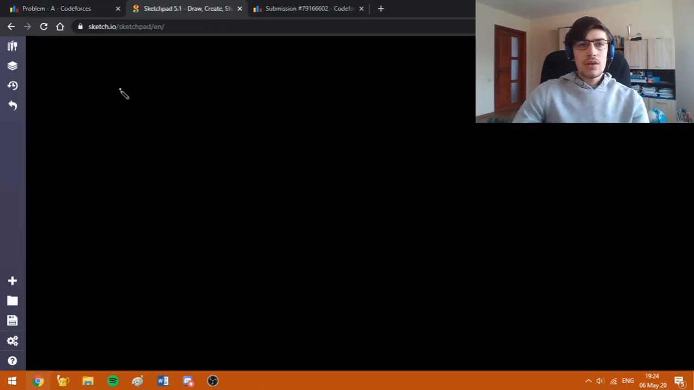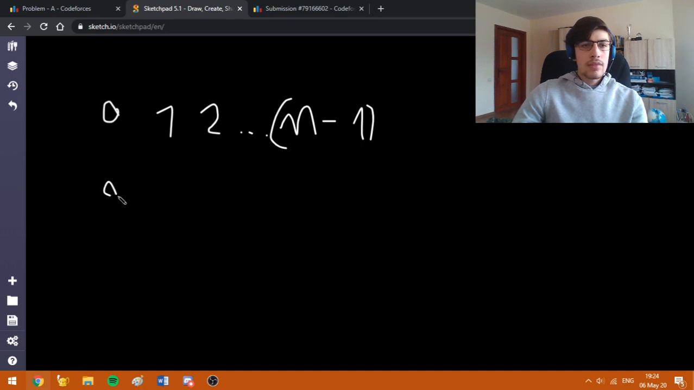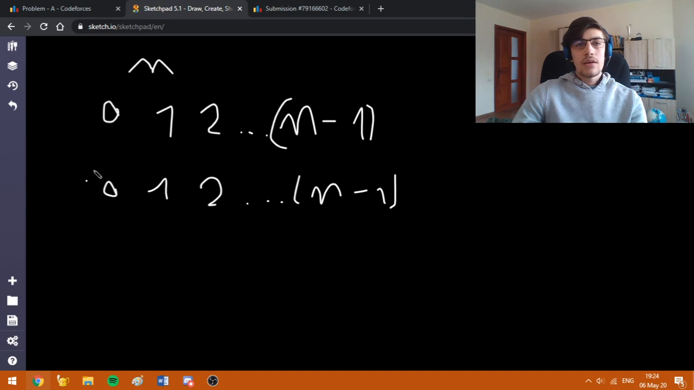Now, I'm going to write how the remainders are changing. So we have 0, 1, 2, and so on up to n minus 1, and then once again 0, 1, 2, up to n minus 1, and so on. As you can see, the array of remainders with respect to number n is periodic, with its period being equal to n.